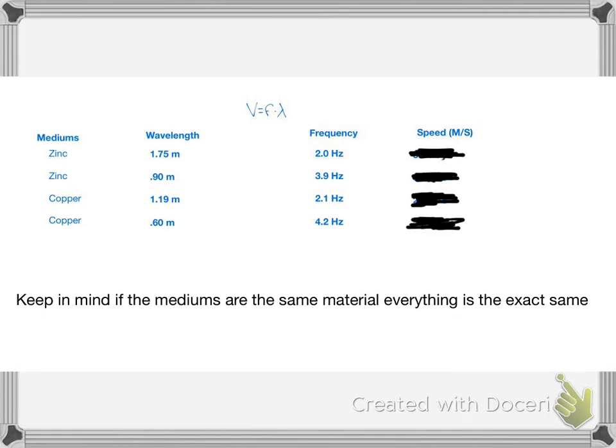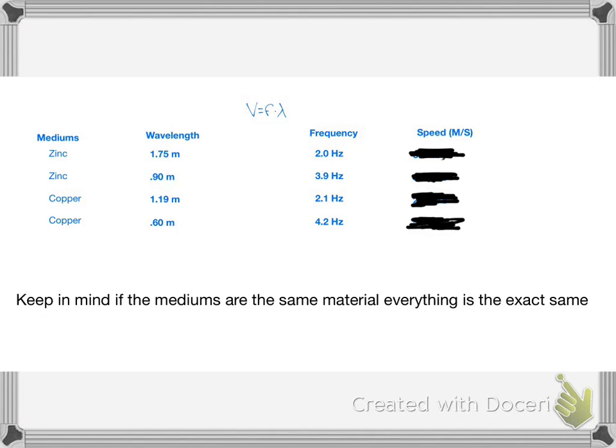For this screencast, I'll be using the wave equation to find the speed of a wave that have equal mediums. However, it should be noted that the wave equation can be used to find all three of its components. To find wavelength, you would take the speed and divide it by the wave's frequency. To find frequency, you would take the speed and divide it by its wavelength.